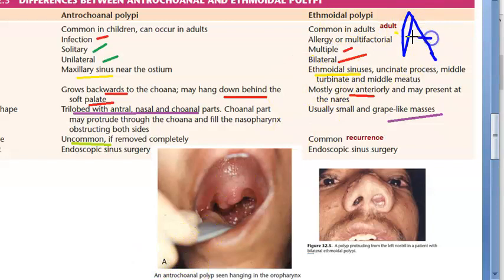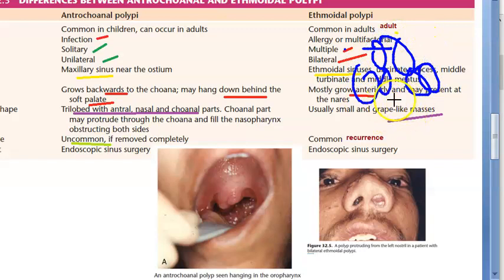Coming to ethmoidal polyp. It is more in adults, guys. This will actually not be infection. This is more like allergy, okay? Or it can have many other causes. And they will be multiple and bilateral. And they will grow anteriorly. This is arising from where? From the ethmoidal sinus, uncinate process, middle turbinate, middle meatus. What is this? It's coming from everywhere. Not just the ethmoidal sinus, even the middle turbinate, middle meatus, uncinate process also.